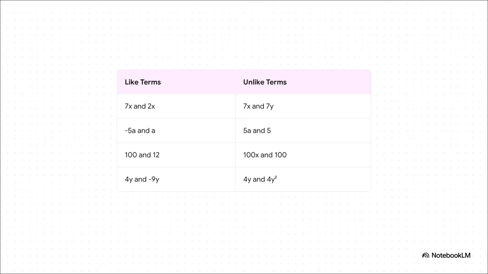This chart makes it really obvious. Look on the left. 7x and 2x are like terms. They both just have an x. Easy enough. Now, look at the right side. 7x and 7y. Different variables, so they're unlike. And check out this last one. It's a common trap. 4y and 4y squared. They both have a y, sure, but the powers are different, so nope, we can't combine them.